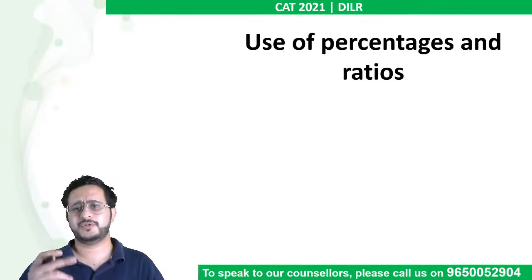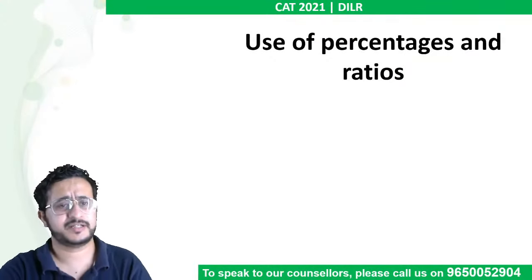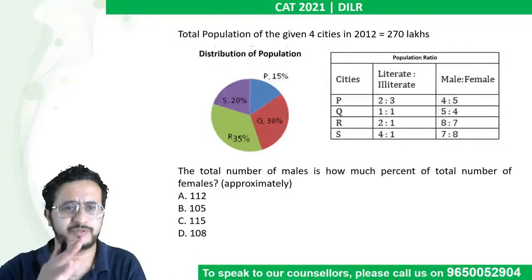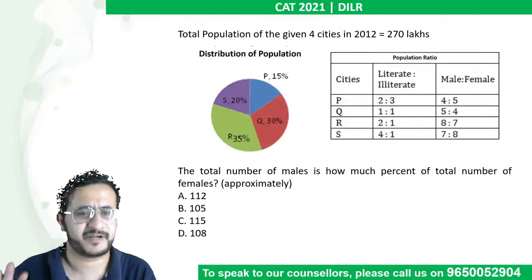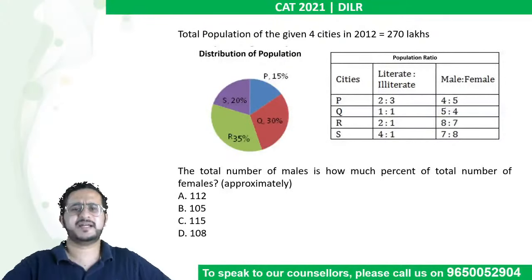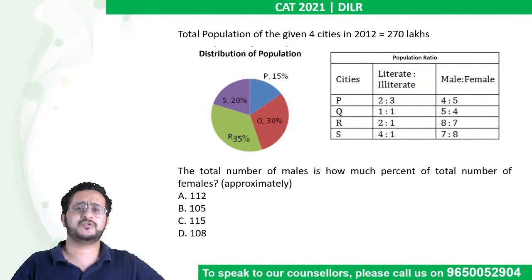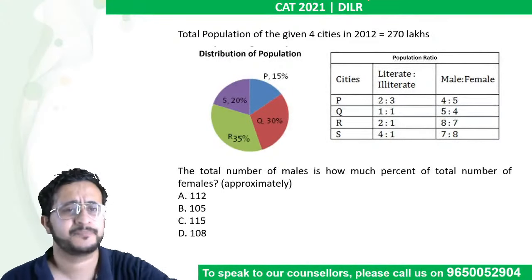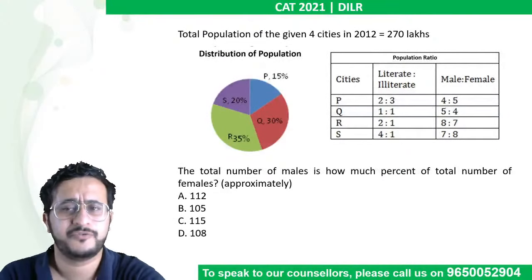Okay. Now, use of percentages and ratios. So I'll give you one question, and then you will feel blessed with that factor, right? Okay, so it says that this gives the total population of 4 cities, and it says total population is 270 lakhs. Now, one thing you remember in pie charts is, use this total value only for final calculation.